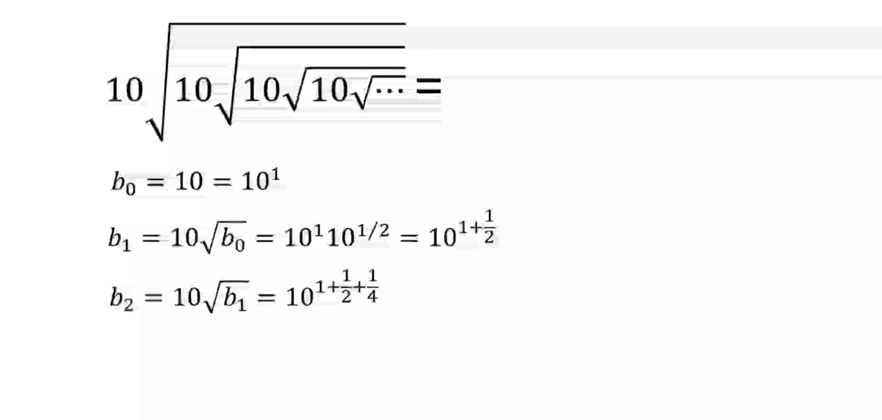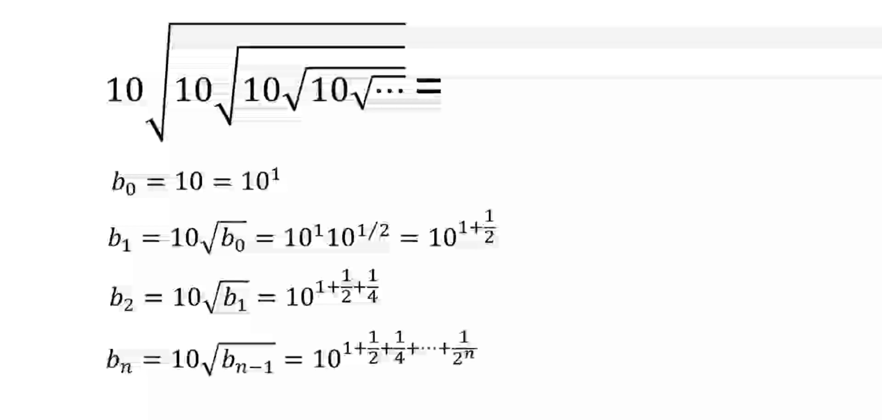The next term is 10 times the square root of the previous term. So we get 10 to the power of 1 plus 1/2 plus 1/4. And this pattern continues, where the nth term is equal to 10 times the square root of the previous term. And when you work it out, we end up with the following pattern. We have 10 to a geometric series: 1 plus 1/2 plus 1/4 plus so on, plus 1 over 2 to the n.